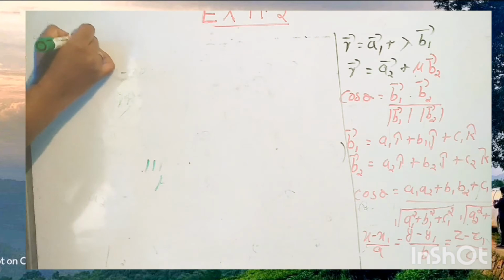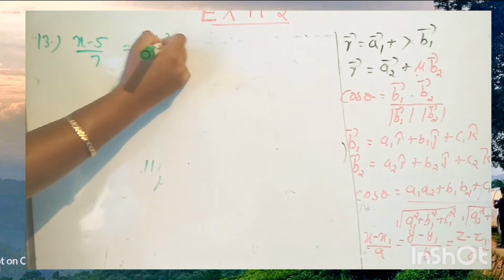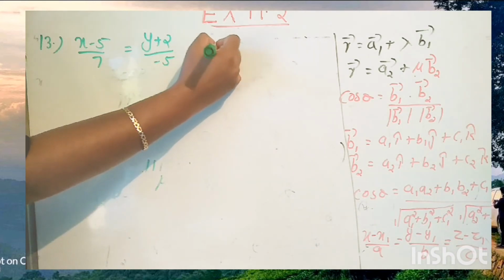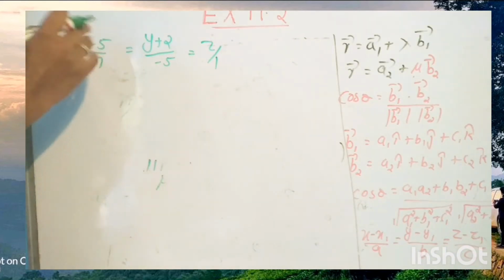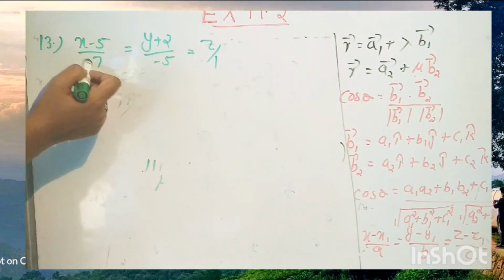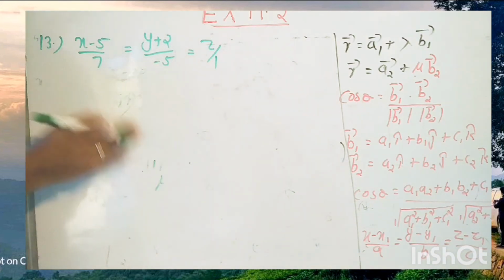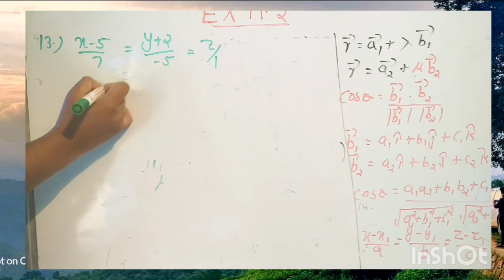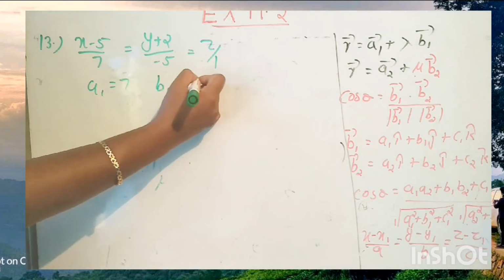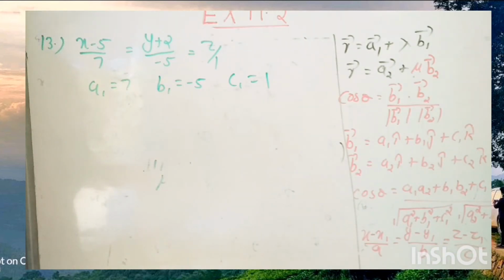So the given lines, that is x minus 5 by 7 is equal to y plus 2 by minus 5 is equal to z by 1. This is our first equation and it is in the general form, x minus x1 by a, where the coefficient of x is 1, coefficient of y is 1 and the coefficient of z is 1. So no problem. From this we get a1 is equal to 7, b1 is equal to minus 5 and c1 is equal to 1.